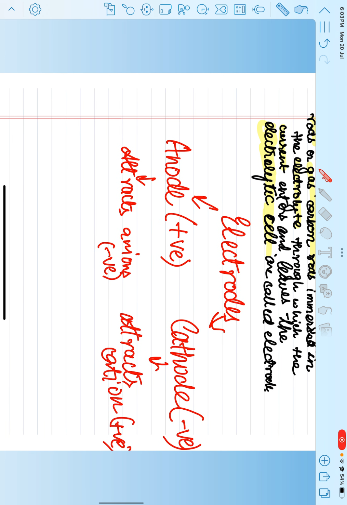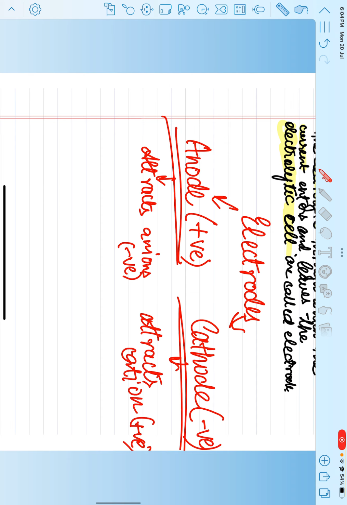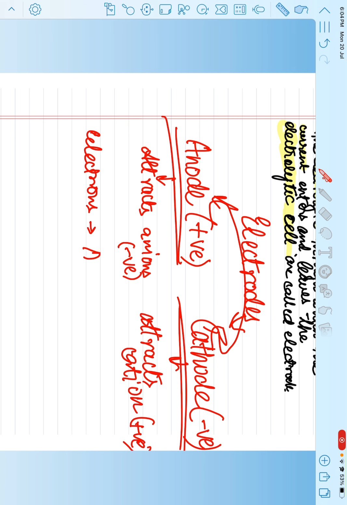So the one that's connected to the positive terminal of the battery is anode and the one connected to the negative terminal of the battery is cathode. When the current is turned on, the electrons actually flow from the anode to cathode. So what is the flow of electrons? The flow of electrons is from anode to cathode, right? That is why the cathode becomes a negative electrode by which the electrons enter the electrolyte, and the anode becomes a positive electrode by which electrons leave the electrolyte, okay?